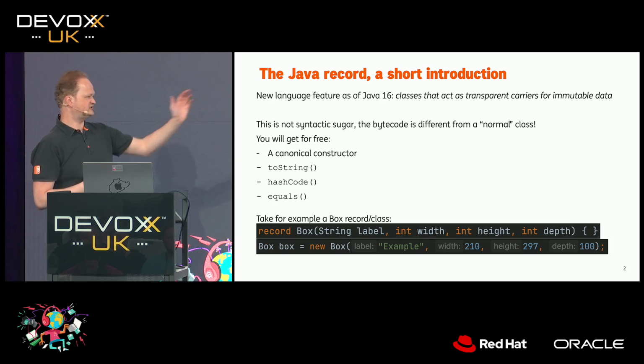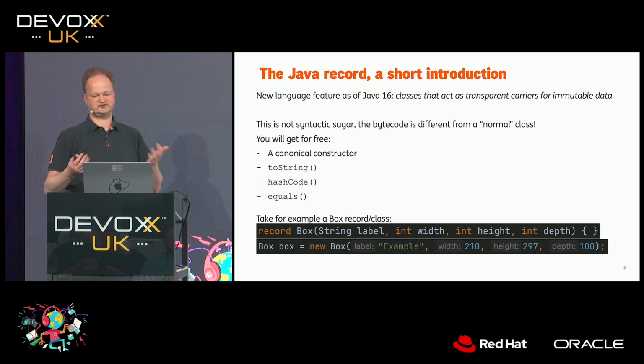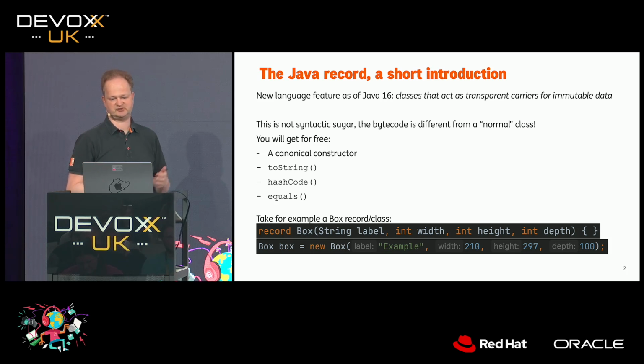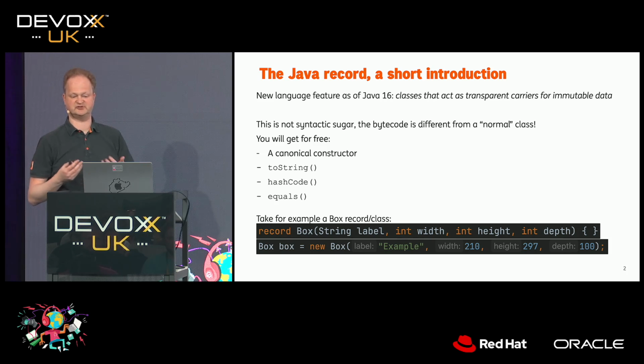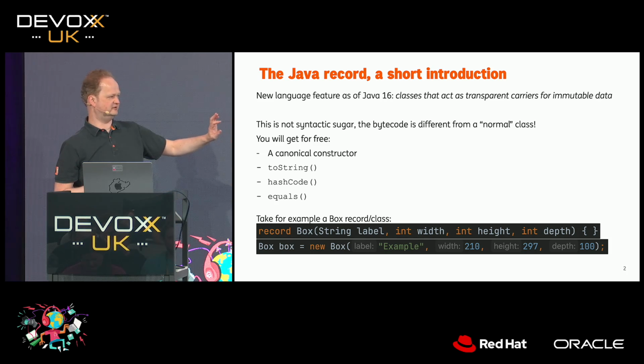So what does this look like? You just create a record. You can see the canonical constructor along with the fields. And well, a nice example for this is a box, because a box has dimensions, it has a label, and typically it also has contents. So you can more or less guess what I'm going to use as an example. And that way you can more simply describe it in one line.